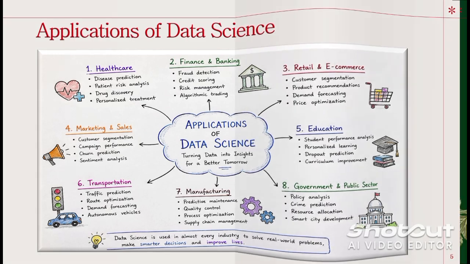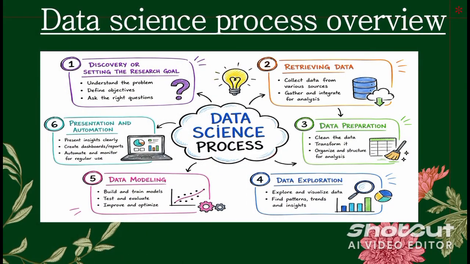Now, let us move to the most important part of this presentation, which is the data science process. The data science process contains six major steps. First one is discovery or setting the research goal, second one is retrieving data, third one is data preparation, fourth one is data exploration, fifth one is data modeling, and sixth one is presentation and automation.